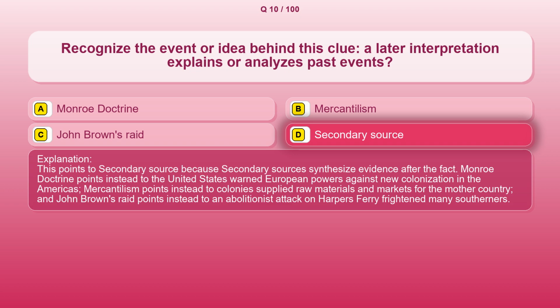Mercantilism points instead to colonies supplied raw materials and markets for the mother country, and John Brown's raid points instead to an abolitionist attack on Harper's Ferry frightened many Southerners.